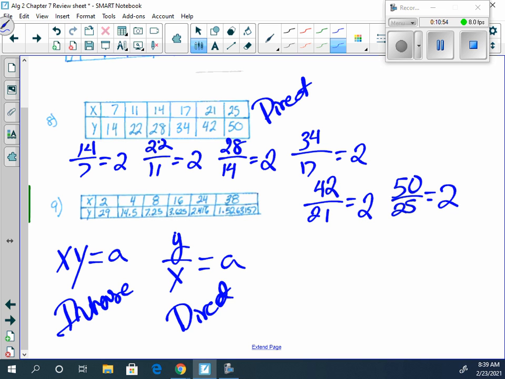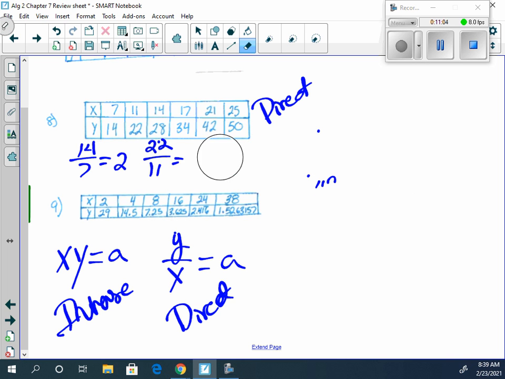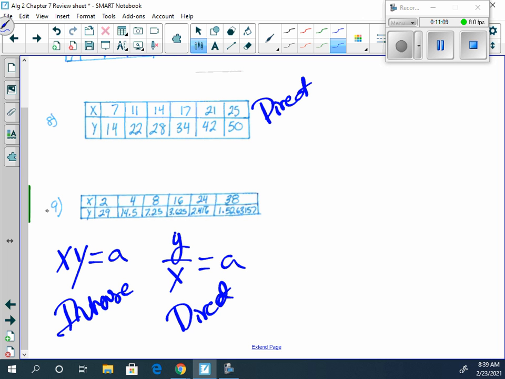And that's all we have to do for this here. We just need to see, is it direct or inverse? Is there a constant amount when we divide the two or multiply the two? Now, as I said, it doesn't matter if we do x divided by y or y divided by x, because if I flipped it, 7 divided by 14 would be 1/2. 11 divided by 22 is 1/2. So if I had it going the other way, we would get a half each time. So we'd still get the same answer, that it's direct. It just gives us a different value for a.